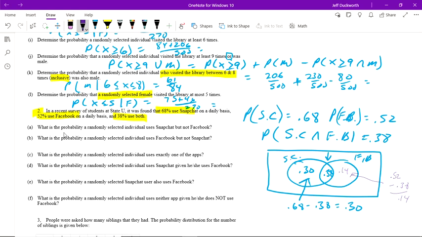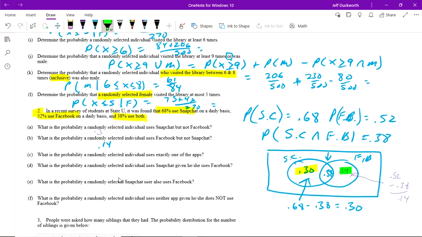So now we just want the probability of Snapchat but not Facebook. Well, that's just 0.3, and that's given right here. That doesn't have any Facebook bubble around it. We're good. Similarly, Facebook but not Snapchat is 0.14. That's given in the solo other bubble, which is right here.